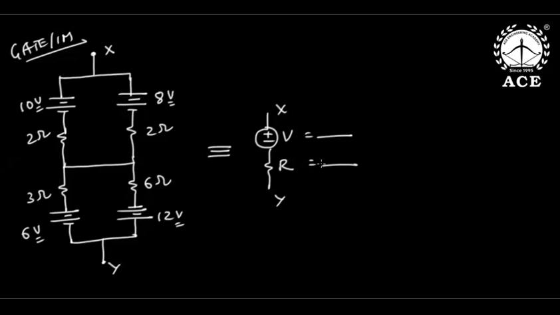Okay, done. Chalo. Yes, my answer you see now. If this network between X and Y can be simplified to this, what is VAR? Directly I will do now.